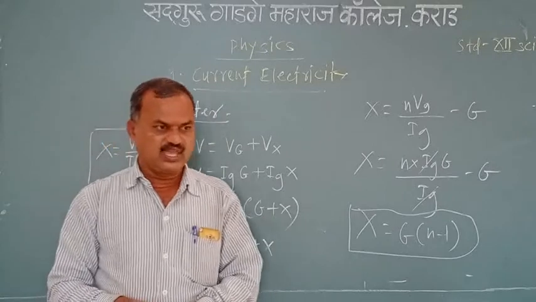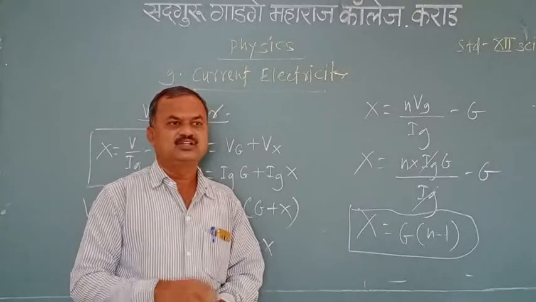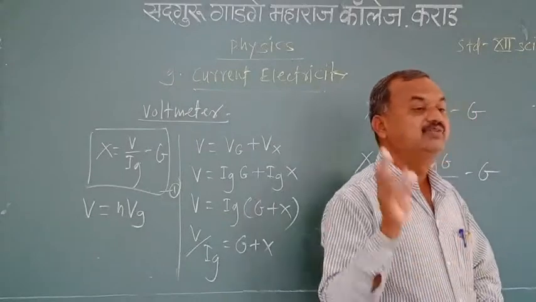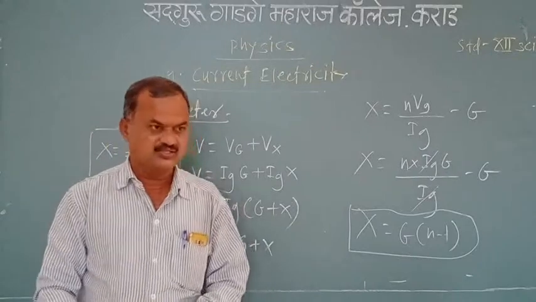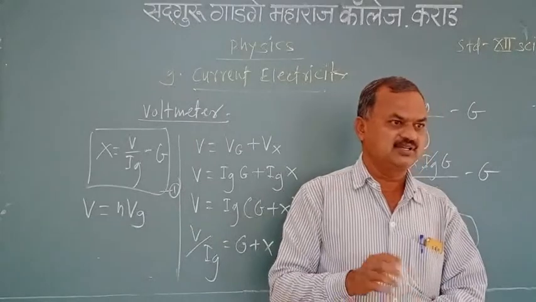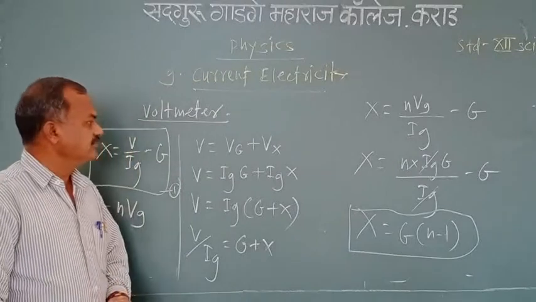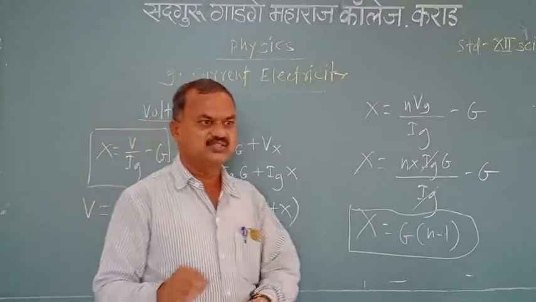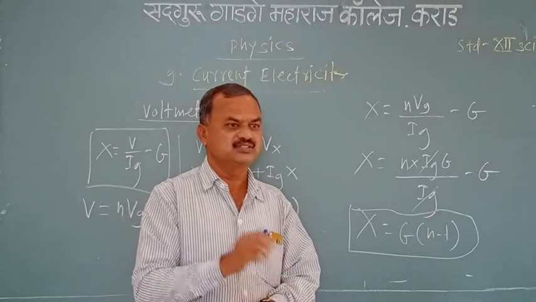Also, we know that an ideal ammeter has zero resistance. Similarly, an ideal voltmeter has infinite resistance. This point is most important because such type of question is asked in the CET exam as well as JEE or MHT CET exam MCQs. That is, for an ideal ammeter, resistance is always equal to 0. For an ideal voltmeter, resistance is always infinite.